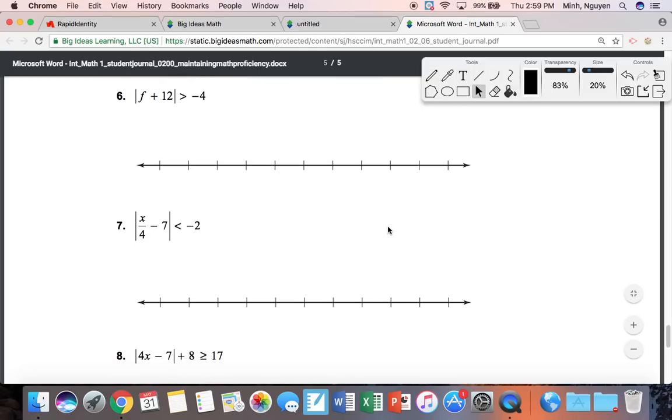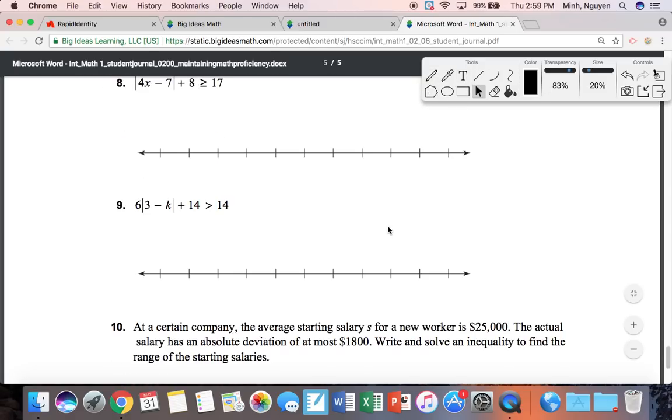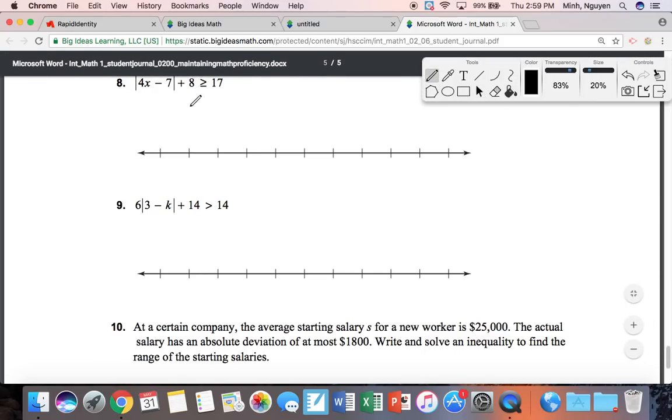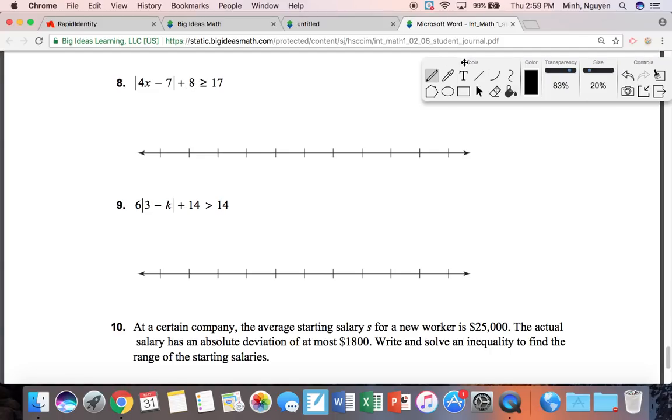Okay. I had a few more problems. Number 8. So again, we have to isolate the absolute value expression. Create that border real quick, left and right. Minus 8, minus 8. So we got 17 minus 8, I do believe is 9. So we have 4x minus 7 greater than or equal to 9.